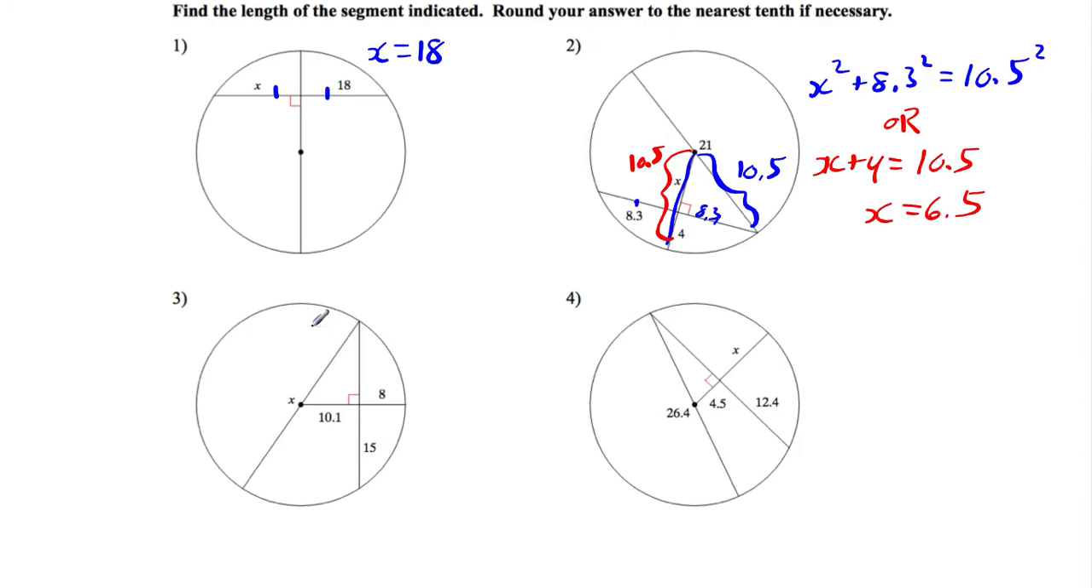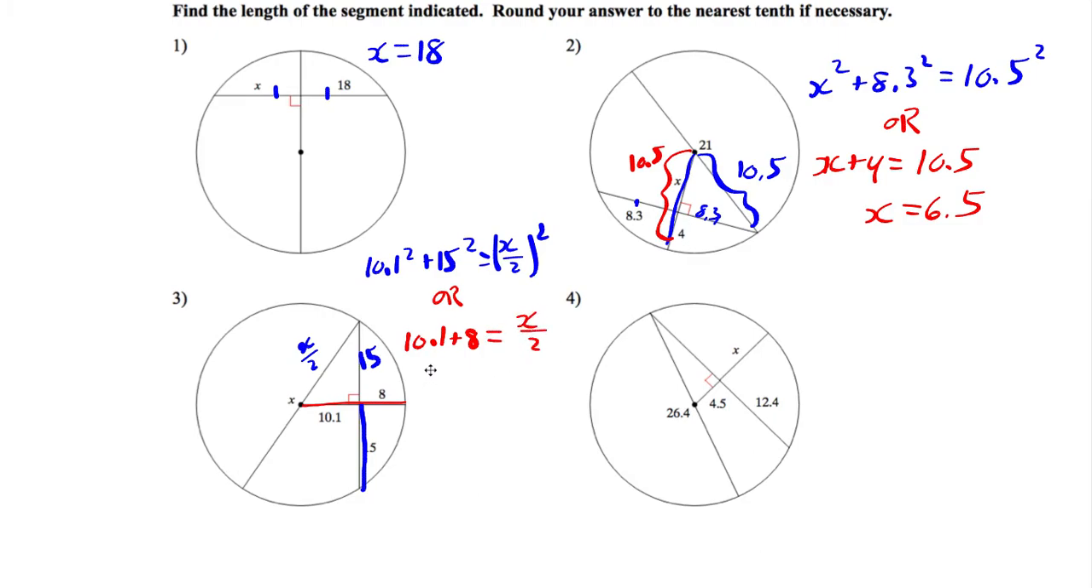Right, so here we can see that the diameter is x. This is the chord, so that's 15, meaning that this is 15. And so this is x over 2. So we could say that 10.1 squared plus 15 squared equals x over 2 squared. Or, yet again, we can see that this is the radius, and so that radius is 10.1 plus 8, which is equal to x over 2. So that means that 18.1 equals x over 2, so x is equal to 36.2. Either way gets you that answer.